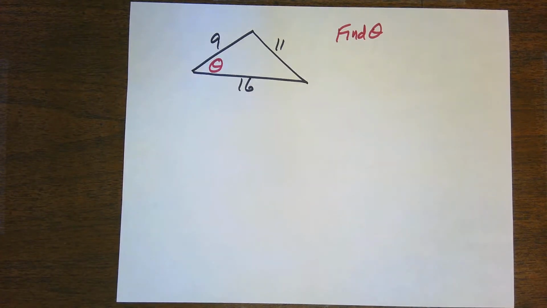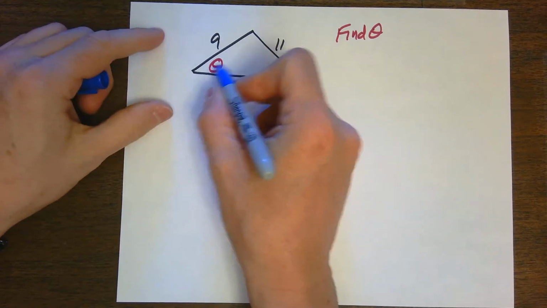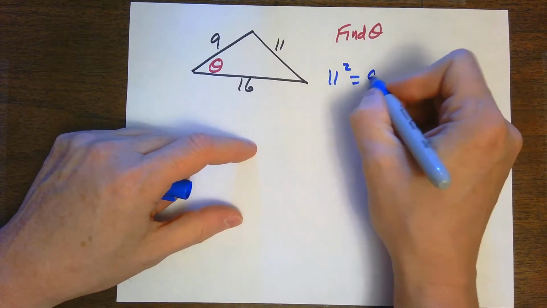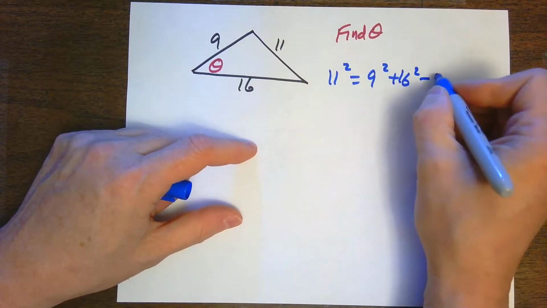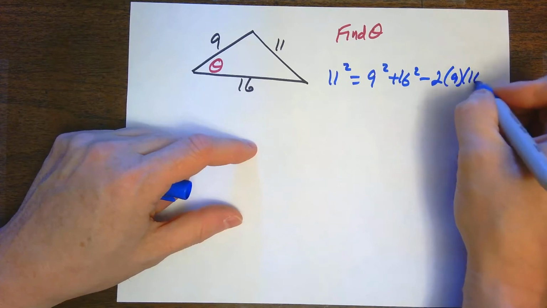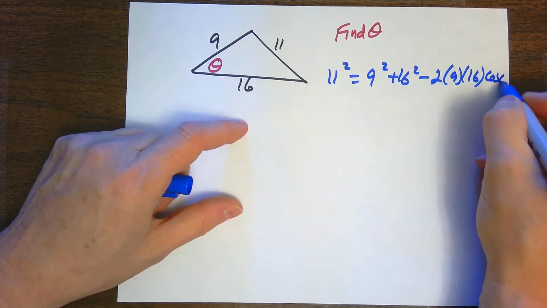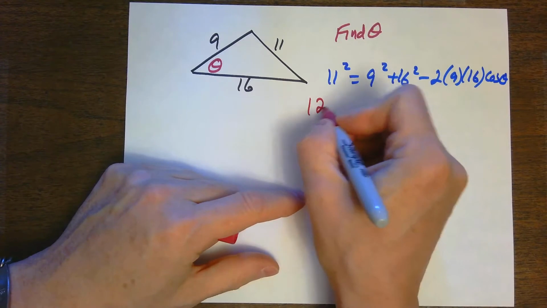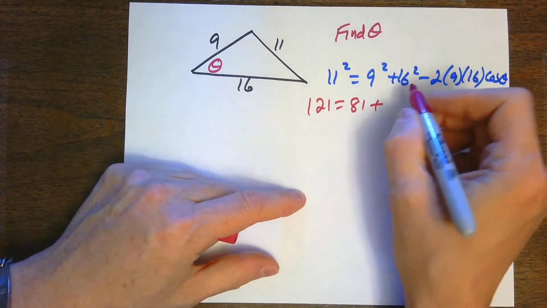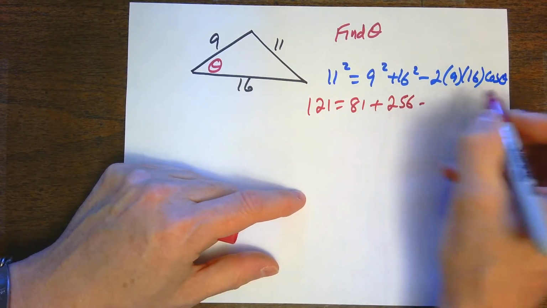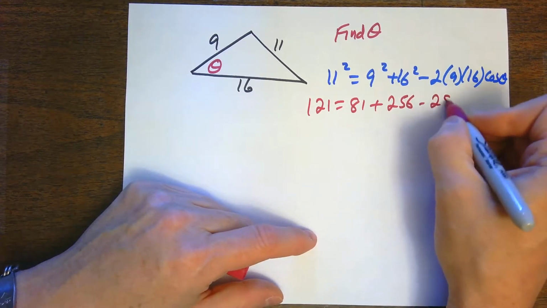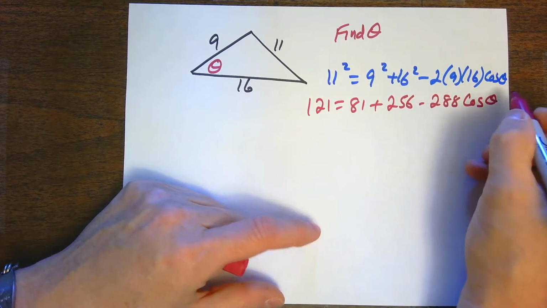All right. Well, my law of cosines says that the side opposite from the angle, the 11 squared, is equal to the sum of the squares of the other two sides minus 2 times 9 times 16 times the cosine of alpha. Let's simplify here a little bit. 11 squared, 121, equals 81 plus 16 times 16, 256, minus 2 times 9 is 18, times 16 is 288, I think, cosine alpha.